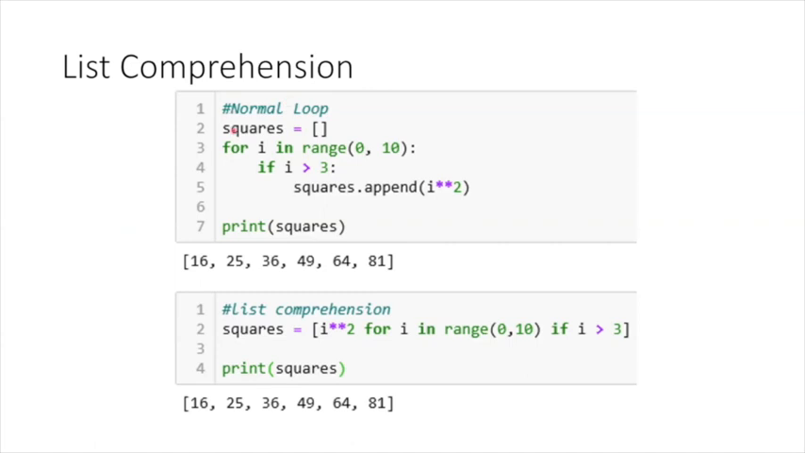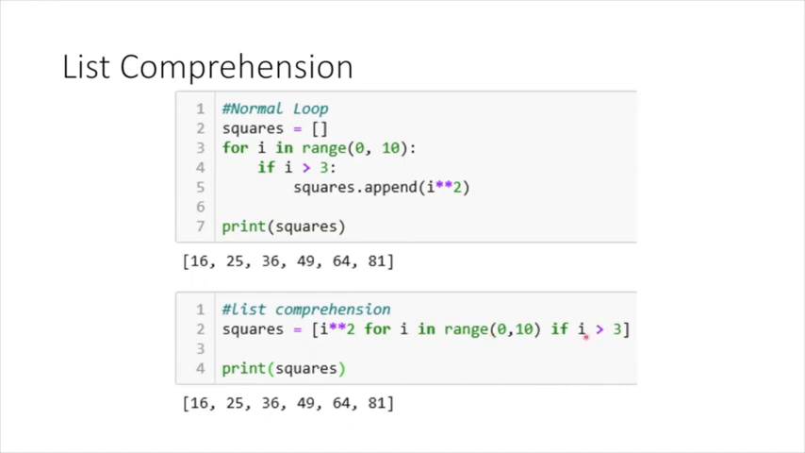So this is a normal loop. Say we have an empty list called squares. We're going to loop over the numbers 0 through 9 and check if i is greater than 3, we're going to append i to the second power, and then we're going to print it. When we output this normal loop, you get these values, which makes sense. When i is equal to 0, it's not greater than 3, so we don't append the power, and so on until we get to i equals 4, and then we go through.